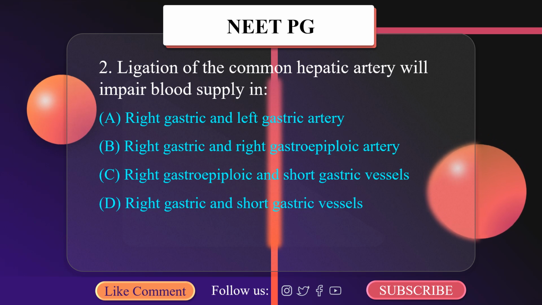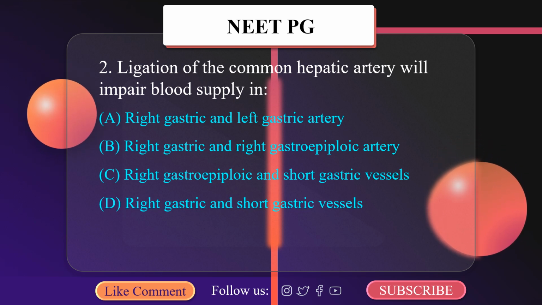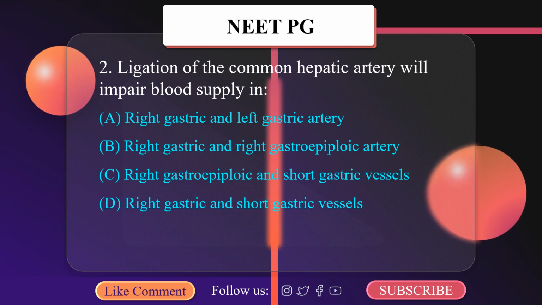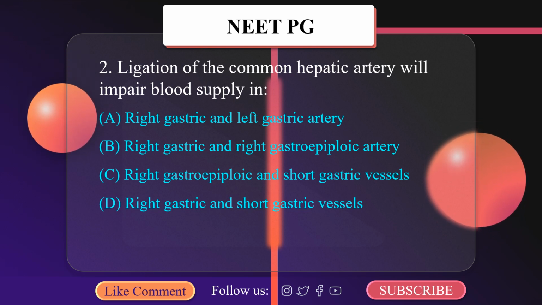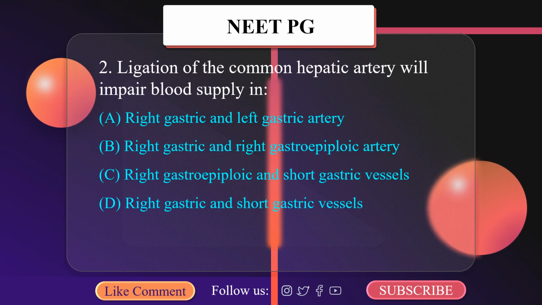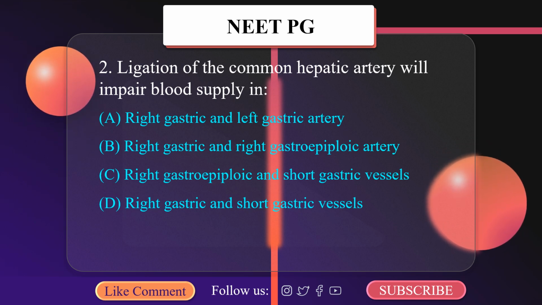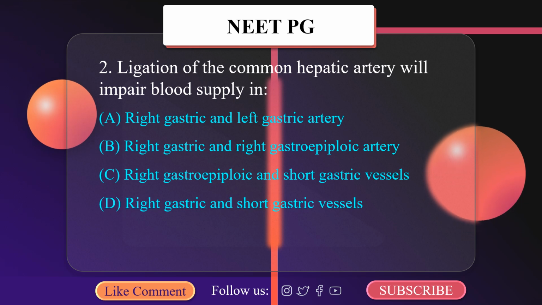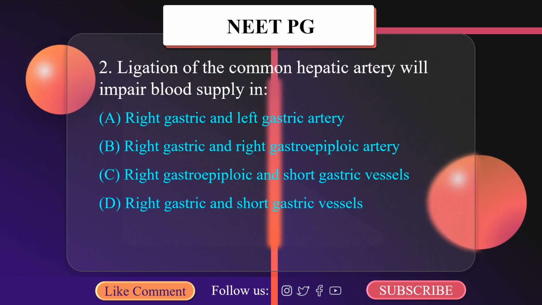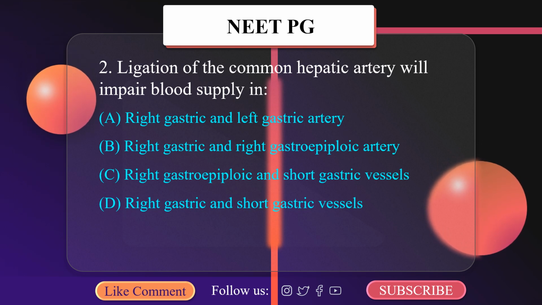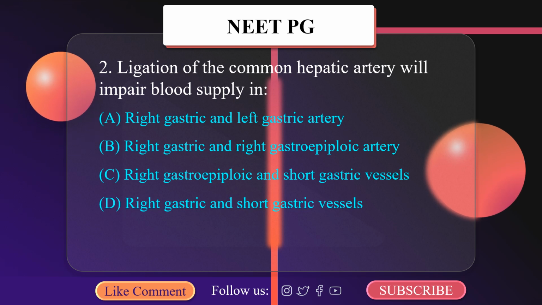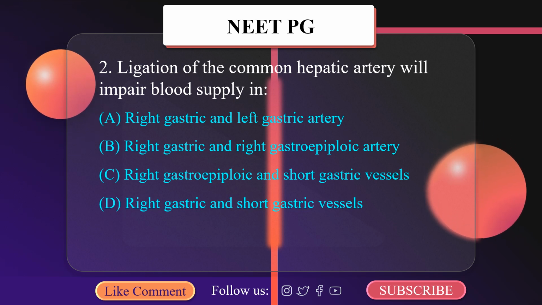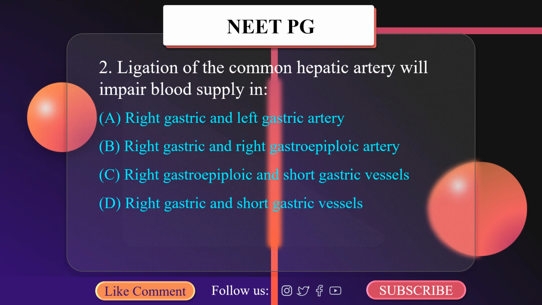Ligation of common hepatic artery will impair blood supply in A. Right gastric and left gastric artery. B. Right gastric and right gastroepiploic artery. C. Right gastroepiploic and short gastric vessels. D. Right gastric and short gastric vessels.